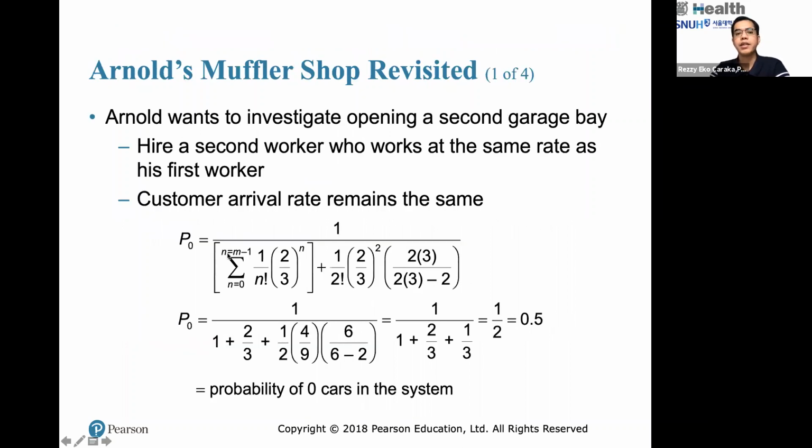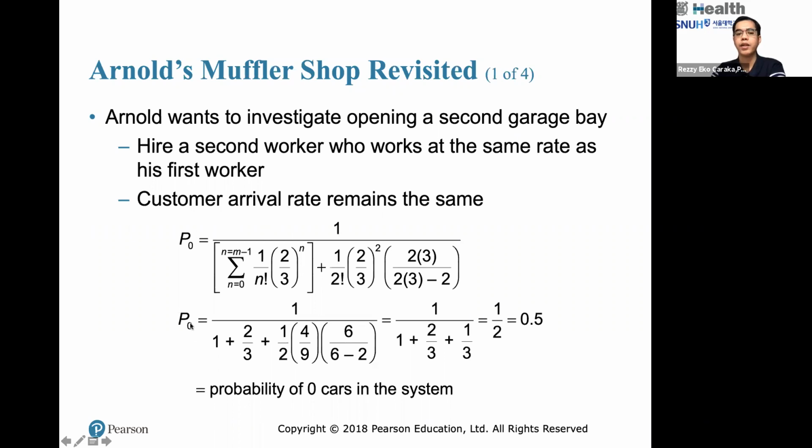Here, similar to Arnold's Mulberry Shop revisited with the same information, Arnold wants to investigate opening a second garage bay. So here we hire a second worker who works at the same rate as his first worker. And second, we assume the customer arrival rate remains the same. So we can calculate this information.